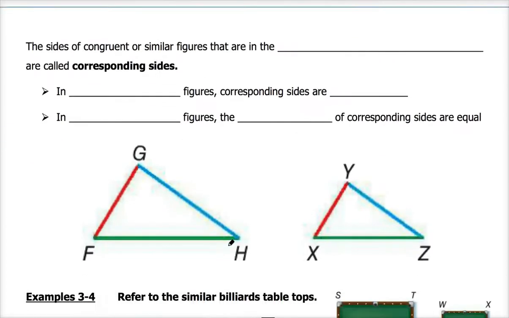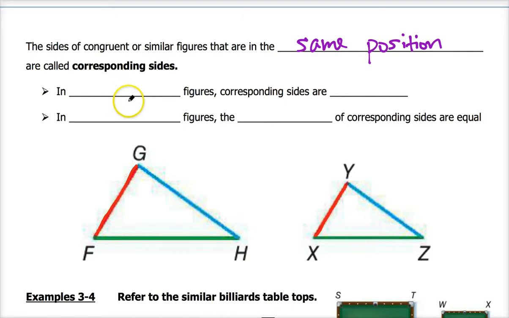Moving on to corresponding sides. The sides of congruent or similar figures that are in the same position are what we call corresponding sides. By same position, I mean if you look down at these two triangles we've drawn here, triangle FGH and triangle XYZ, the sides in the same position would be the ones that are color-coded here. So this side on triangle FGH, its corresponding side on triangle XYZ would be the side that's in the same position, this line segment XY.